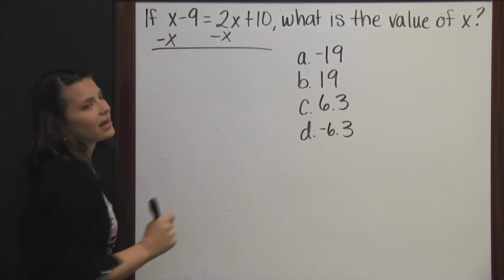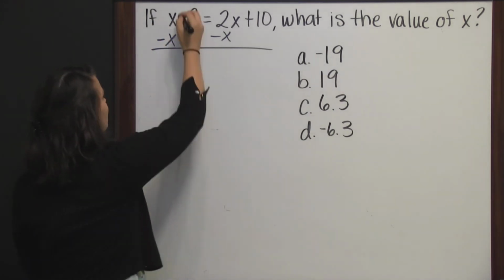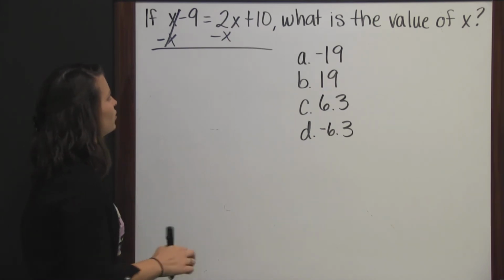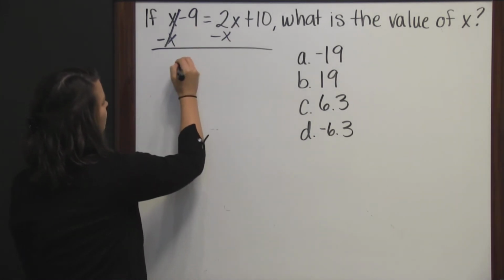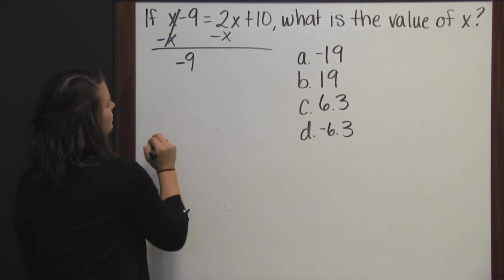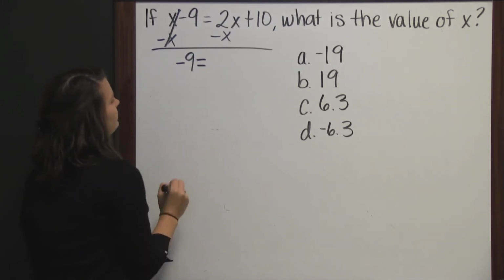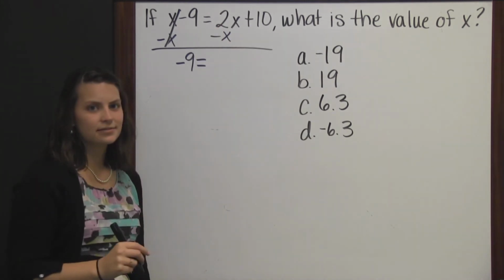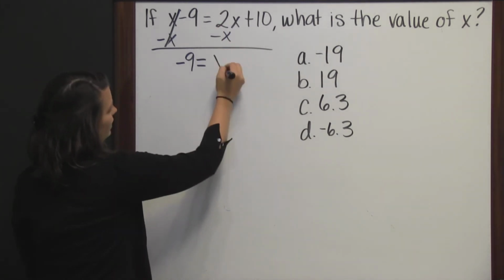x minus x is 0. They cancel because they're additive inverses of each other. So on the left side, we're left with negative 9. We bring down our equal sign. Then we have 2x minus x, which gives us simply x.